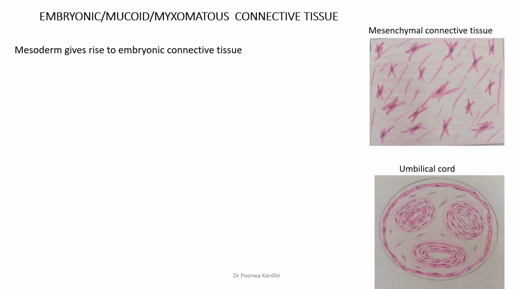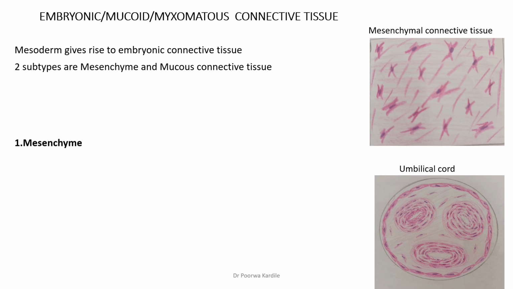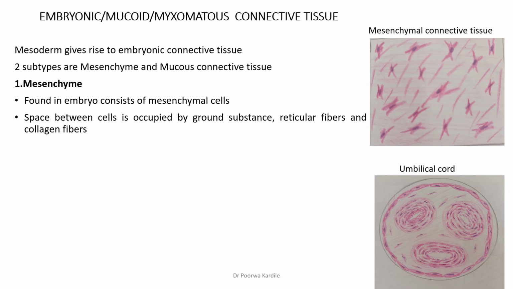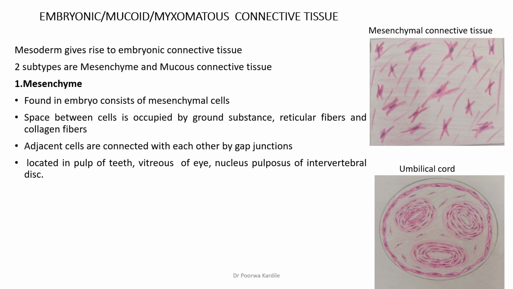The mesoderm gives rise to embryonic connective tissue, and there are two types: mesenchymal and mucoid connective tissue. In the first diagram we can see mesenchymal connective tissue. It is found in the embryo, and the spaces between the cells are occupied by ground substance, reticular cells and collagen fibers, and the adjacent cells are connected to one another by gap junctions. It is mainly located in the pulp of teeth, vitreous of the eye and nucleus pulposus.